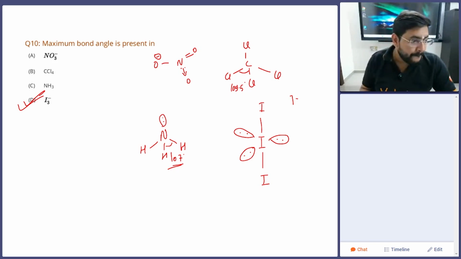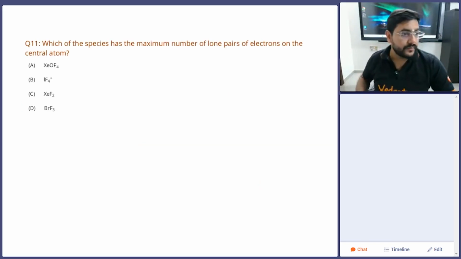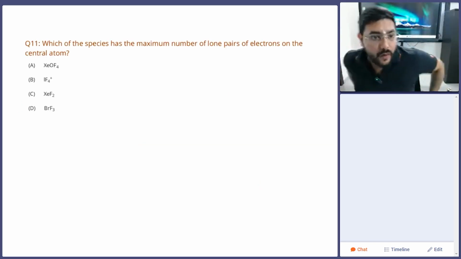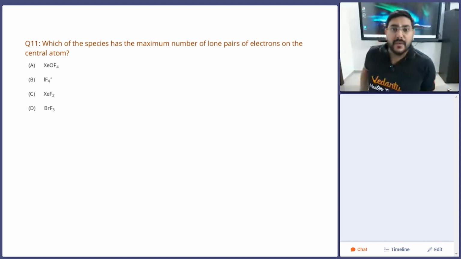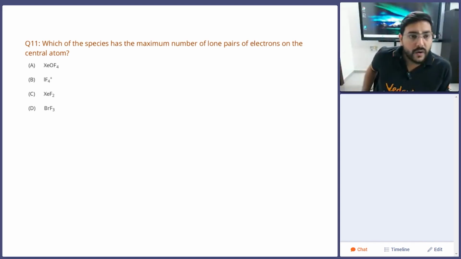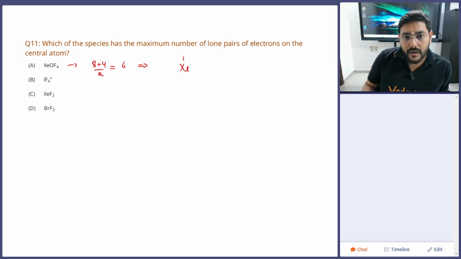Now next question. Which of the species has the maximum number of lone pairs of electrons on the central atom? First of all, let's talk about the hybridization. Here, 8 plus 4 divided by 2 will be 6. So can I say that hybridization is going to be sp3d2: xenon, double bonded oxygen, 1 lone pair, and 4 fluorine. Yes everyone, is this part clear?